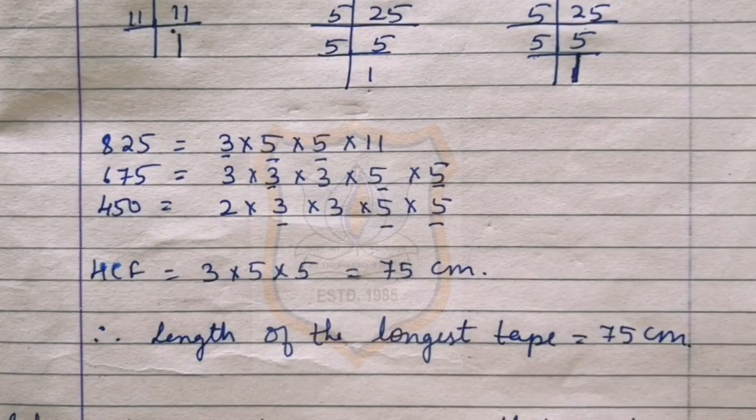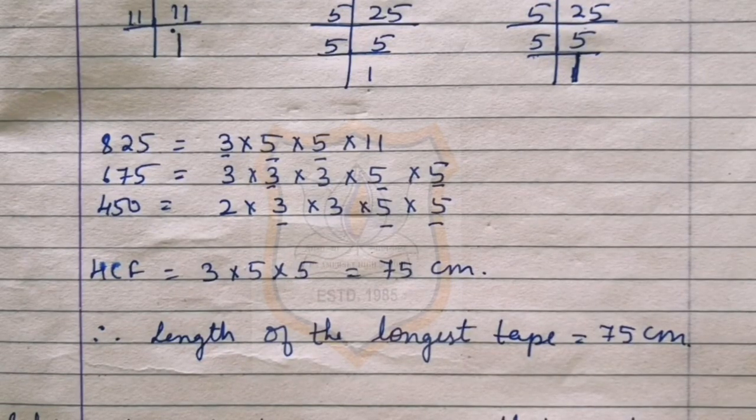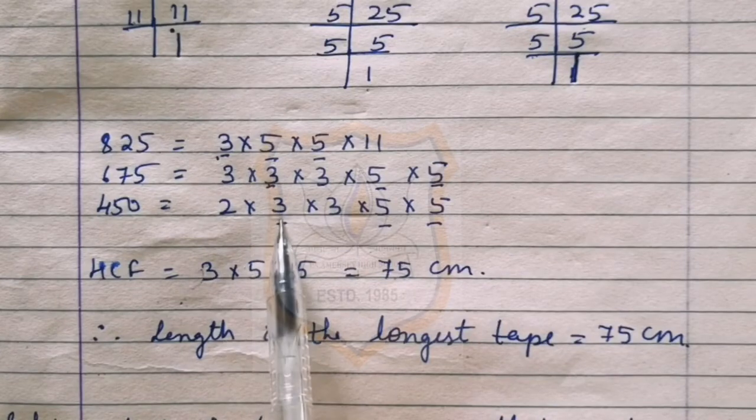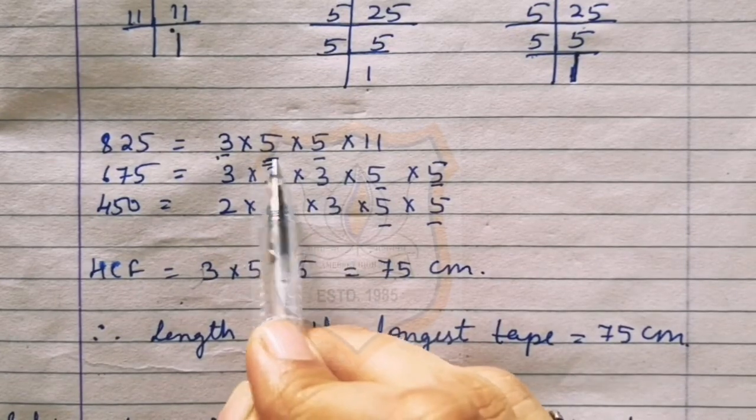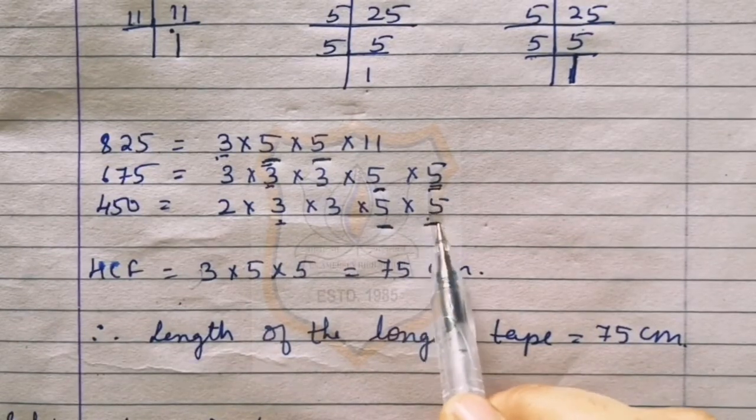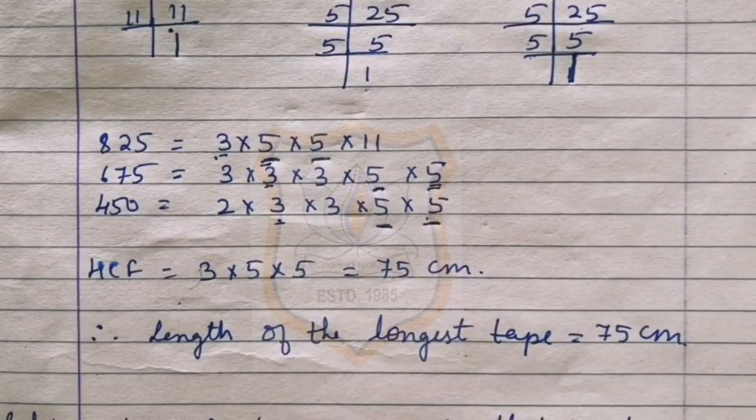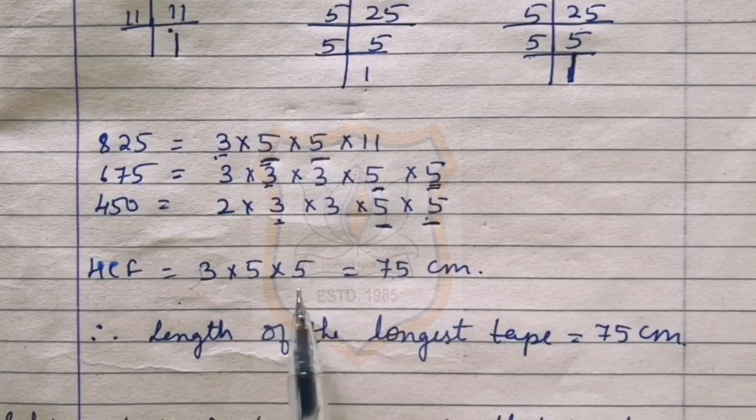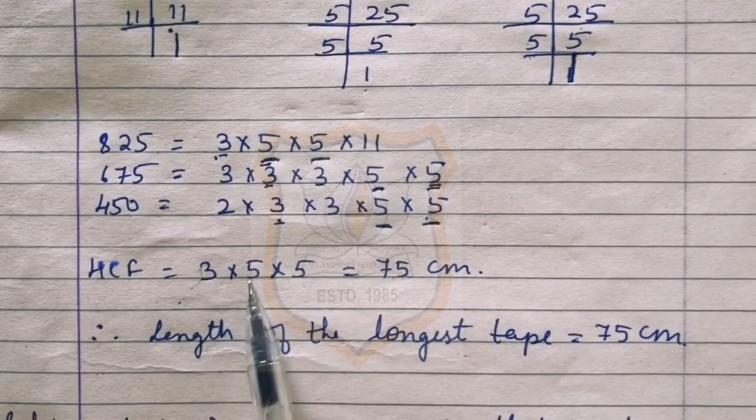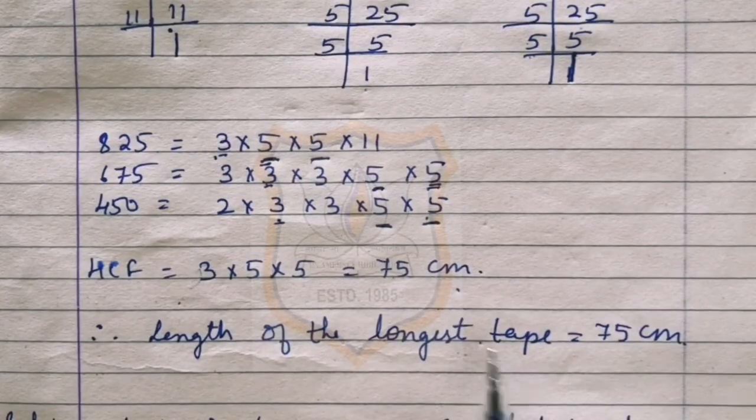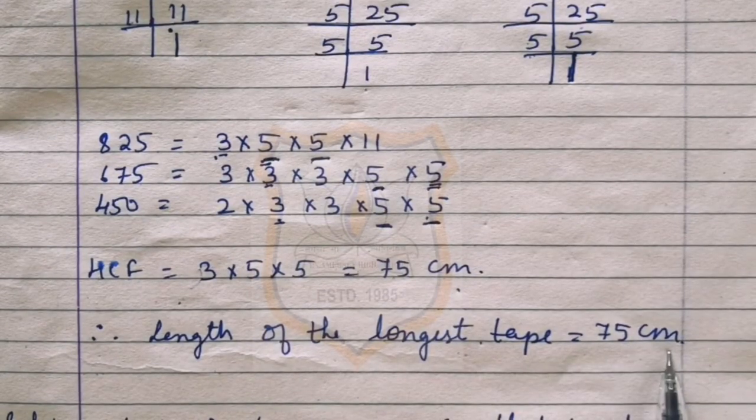Now we have to find out the HCF. For HCF we have to find out first the common factors. Here the common factors in these three numbers are 3, 5 and 5. To find out HCF, we have to multiply all the common factors. So HCF is equal to 3 multiplied by 5 multiplied by 5. 3 5s are 15, 15 5s are 75. Therefore, the length of the longest tape is equal to 75 centimeter.